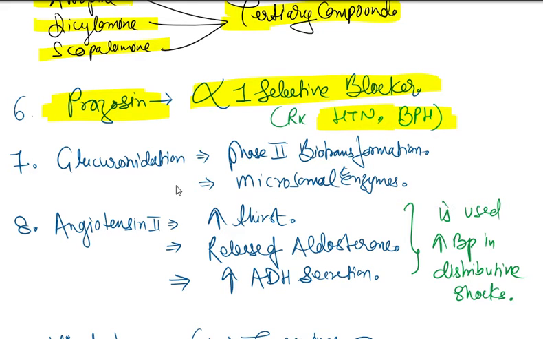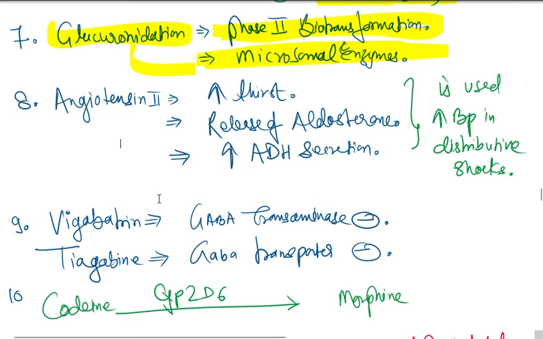Okay, next one is glucuronidation. So glucuronidation is in phase 2 biotransformation, and a microsomal enzyme is used in glucuronidation. Microsomal enzyme is used. This is phase 2 biotransformation.